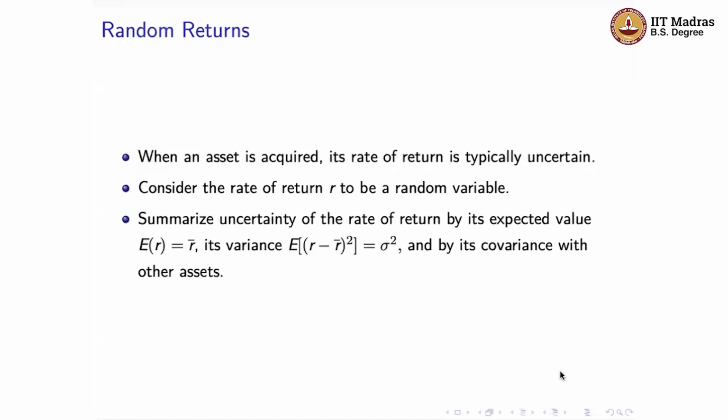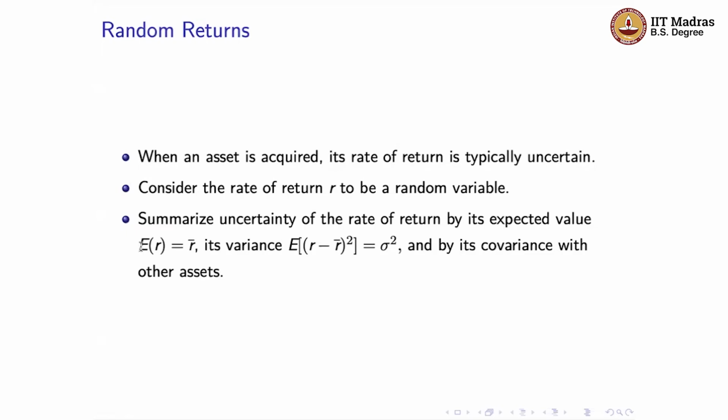Okay, so let us now apply these concepts to think about our initial problem of portfolio optimization. Whenever an asset is acquired, recall that the rate of return is typically something that is uncertain. So it makes sense to think of the rate of return as the random variable that we are interested in. We are going to summarize the uncertainty regarding the rate of return by looking at several of its descriptive statistics. One thing would be the expected value.